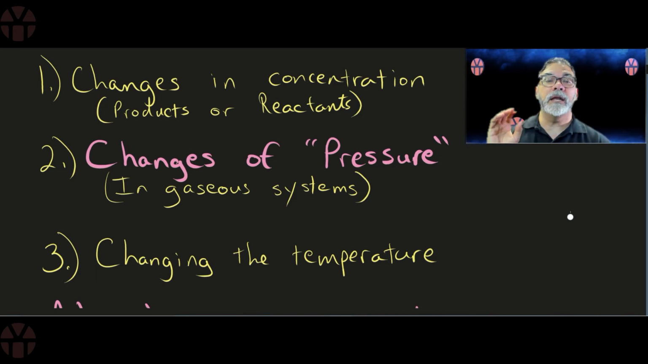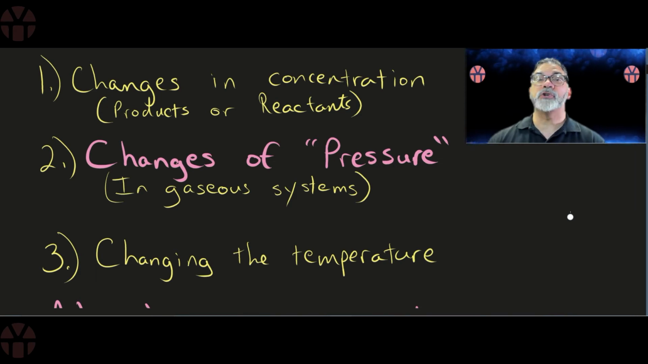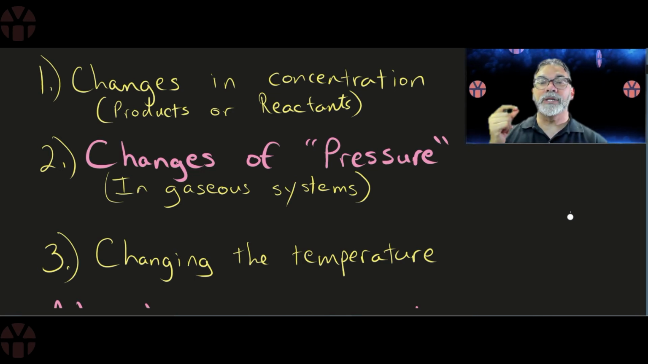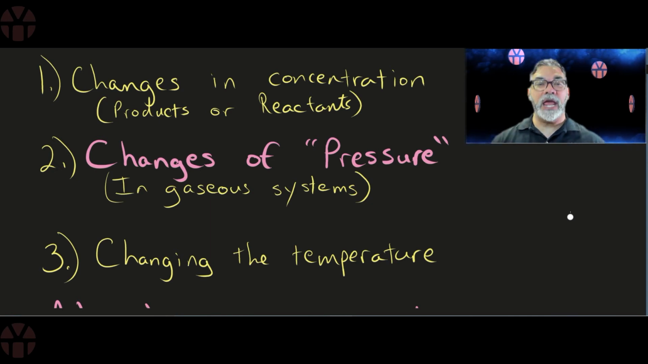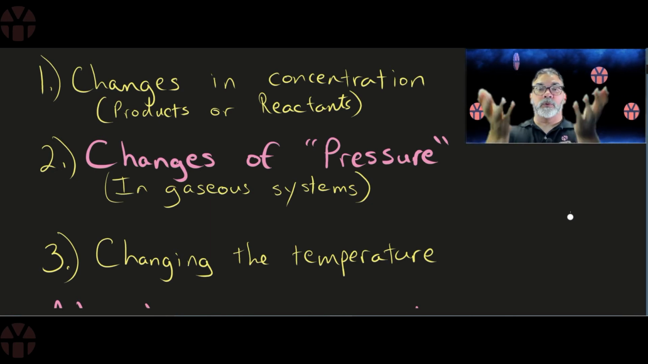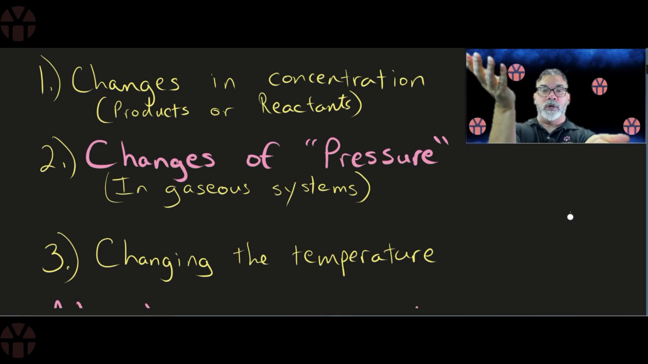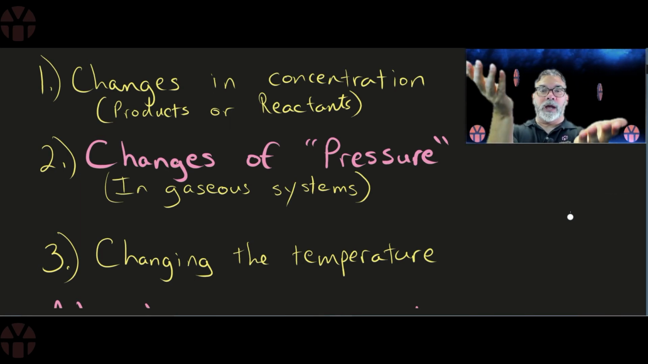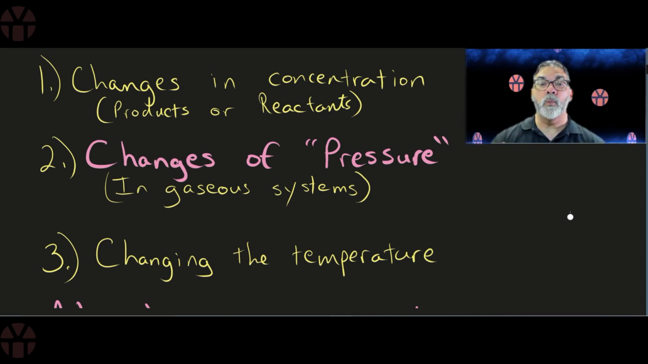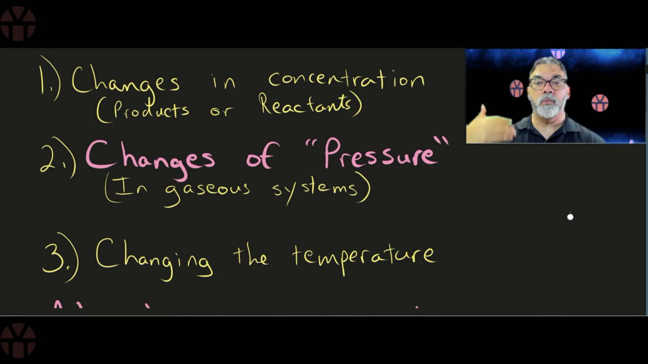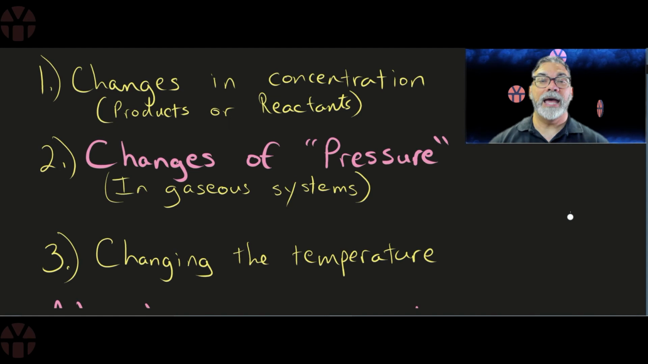And finally, in number 3, when we change the temperature, it is only by changing the temperature that we actually alter the equilibrium constant value. We change where the equilibrium lies. In other words, if it's supposed to be 50-50, when I alter the temperature, now I get one side or the other more highly favored, depending on which side the change in temperature promoted and caused more of to occur.